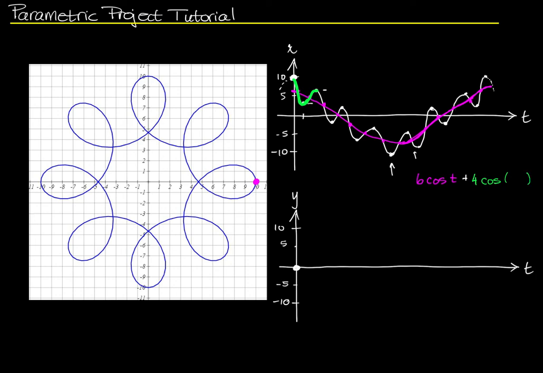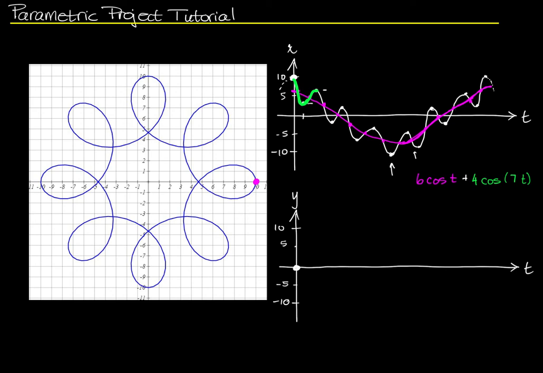Now all I have to do is figure out how many cycles there are between 0 and the end of the graph, which is 2 pi. So how many times do I do this down, up, down, up pattern? How many times does that happen? Well, you can count 1, 2, 3, 4, 5, 6, 7. So that would be 4 times the cosine of 7t.